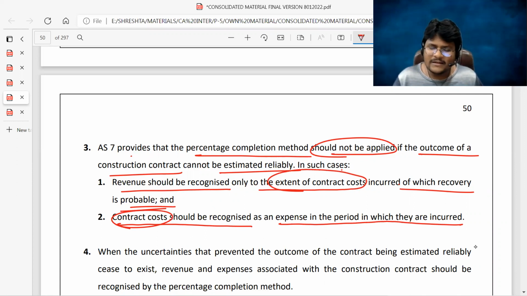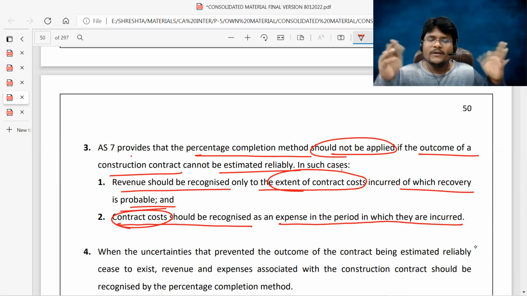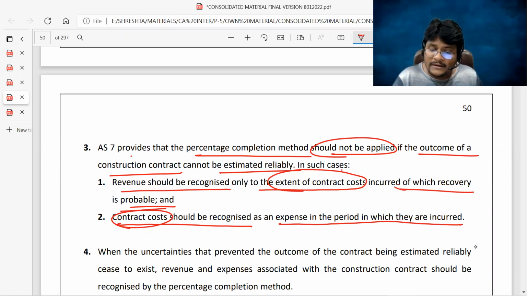Simply he is telling that if you are unable to estimate the outcome of the contract, you should not apply the percentage of completion. Then to the extent of the contract cost incurred only you can recognize the contract revenue. That's why there is no profit, no loss. But at least there is a probability to recover to the extent of the contract cost should exist. Then only you can recognize the contract revenue with respect to the same amount of contract cost at least.